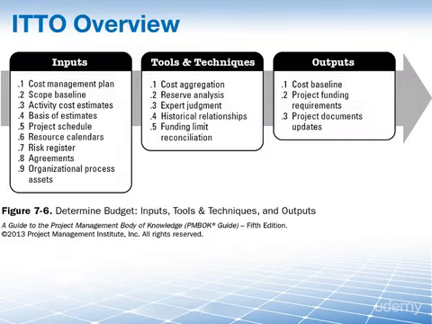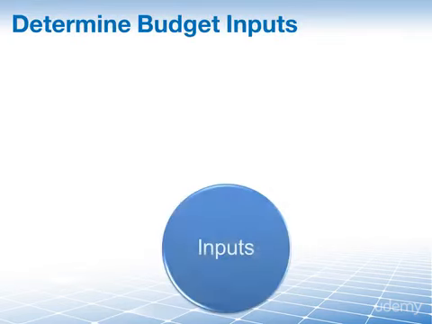One thing that is immediately obvious is the sheer number of inputs and tools and techniques here on our ITTO graphic from the PMBOK guide. We have seen many of these in other lessons. There are a few which are new, and we will focus on these here in this lesson. Notice also that the main outputs are the cost baseline and project funding requirements, but also important are any project document updates required as a result of the determine budget process. And yes, we have so many inputs we couldn't all fit them onto one slide.